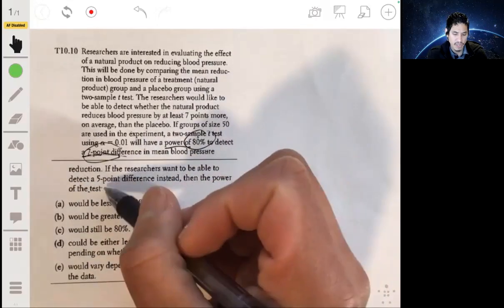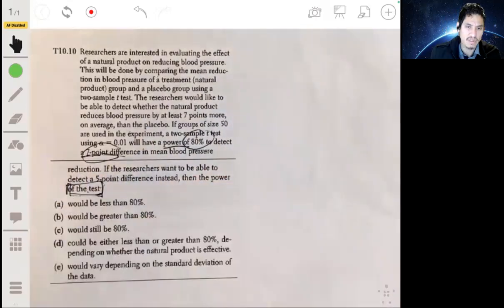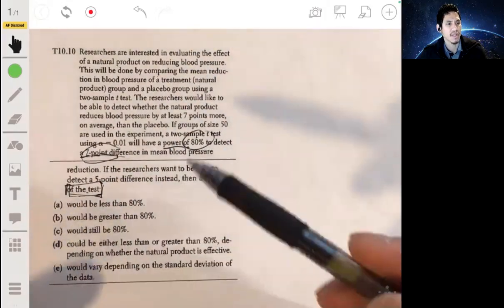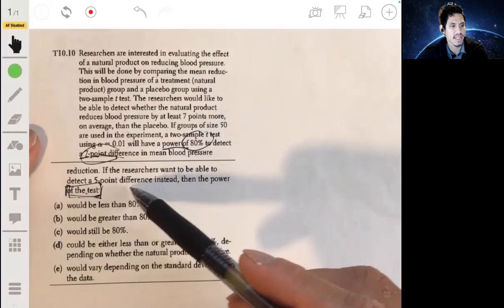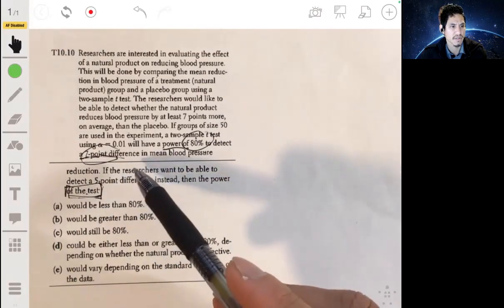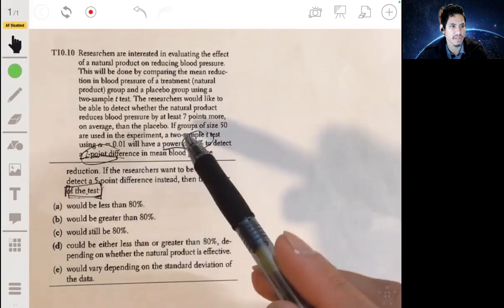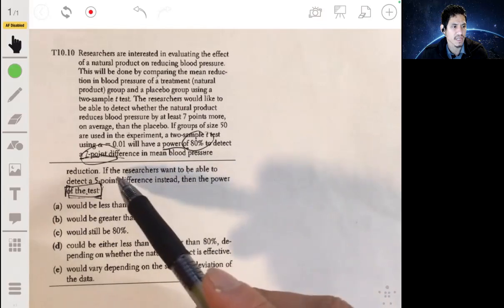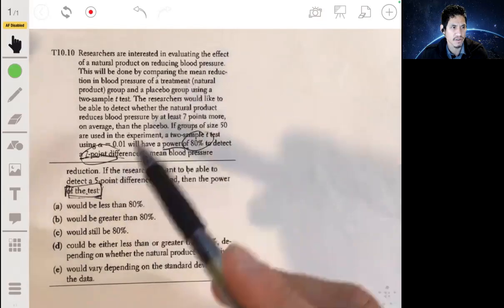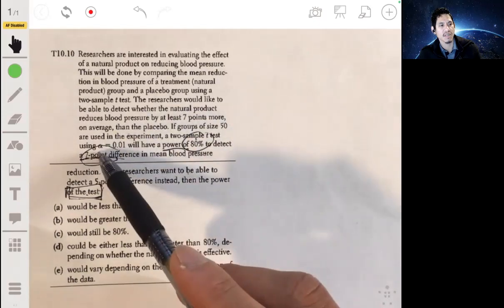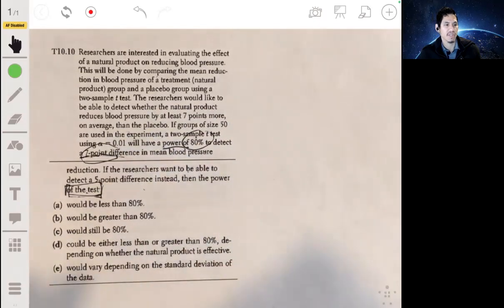Okay, so just think of what happens in real life. They're not saying that there are any different studies or any different sample sizes. It's just saying if they wanted to be able to detect a 5-point difference, all other things being equal, what would happen to the power when they want to test a 5-point difference versus a 7-point difference?